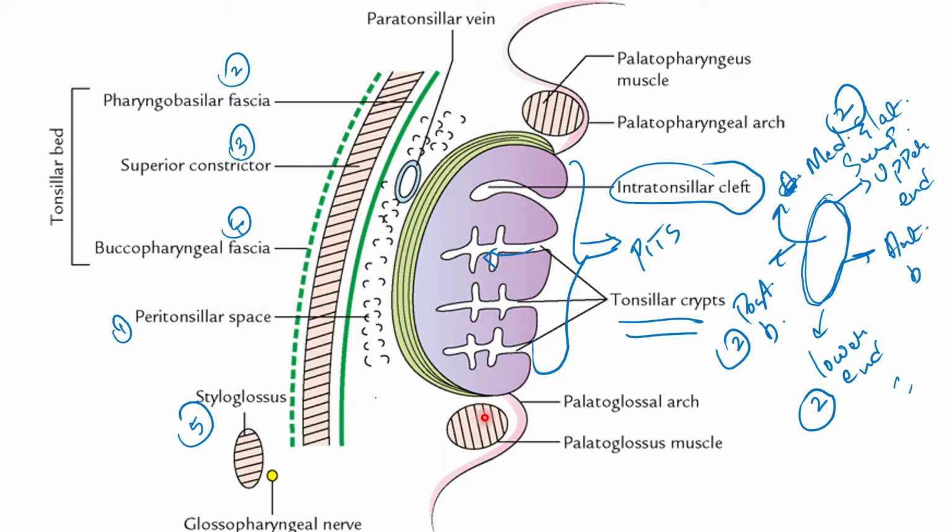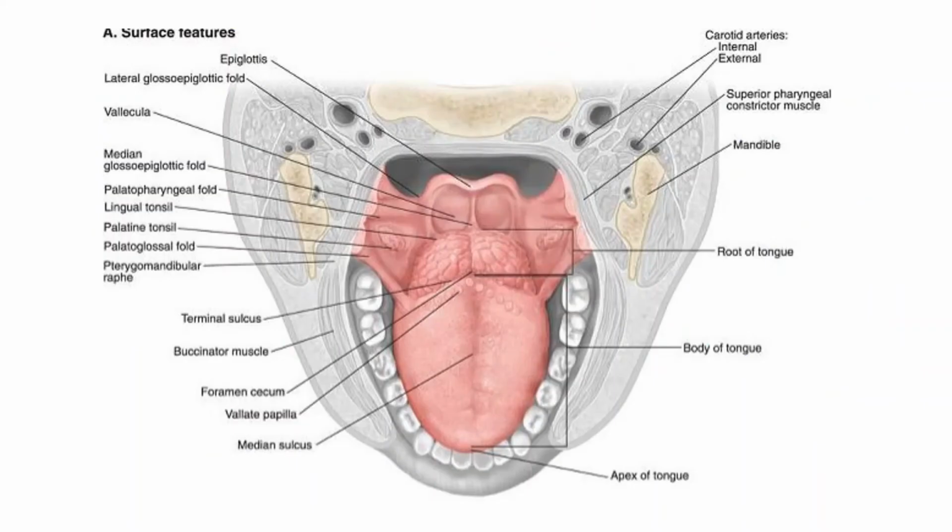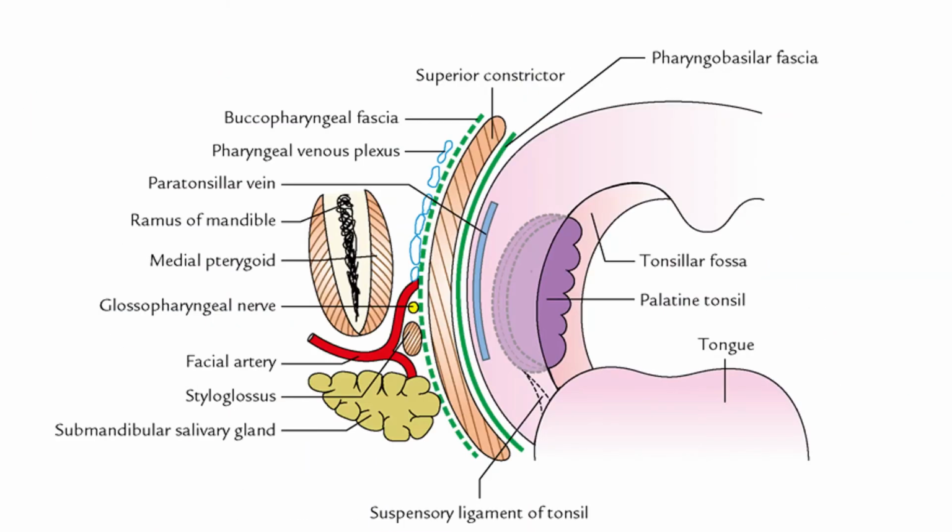When we talk about the lateral surface of the palatine tonsil, the entire lateral surface is covered by the fibrous capsule. This lateral surface is related to all the structures which make up the tonsillar bed. The immediate lateral relation of the palatine tonsil, just lateral to the fibrous capsule, is the paratonsillar vein, which lies within the paratonsillar space.